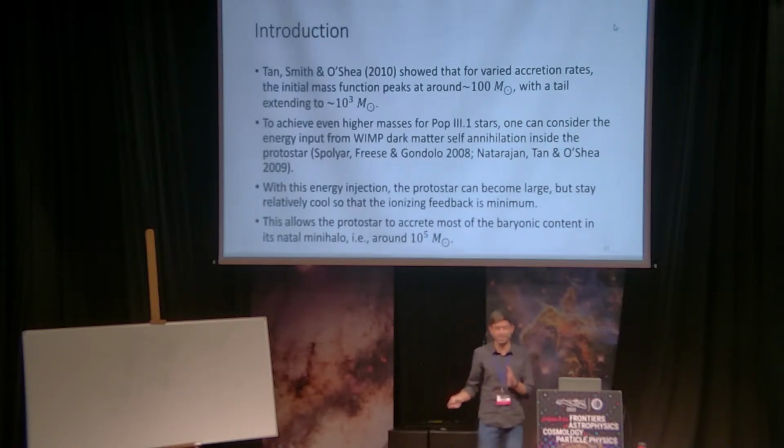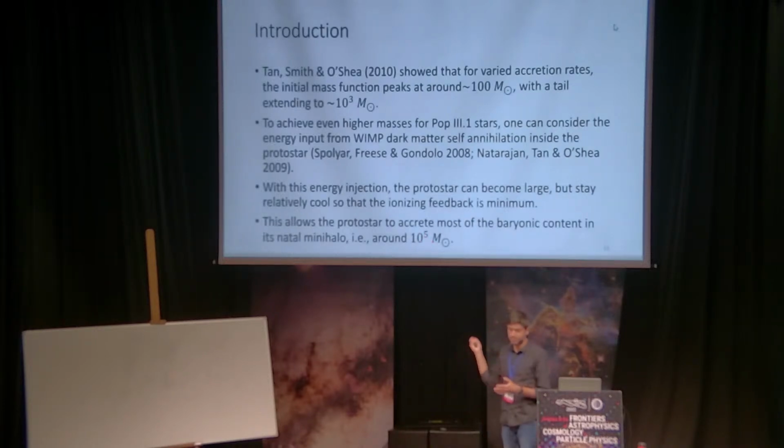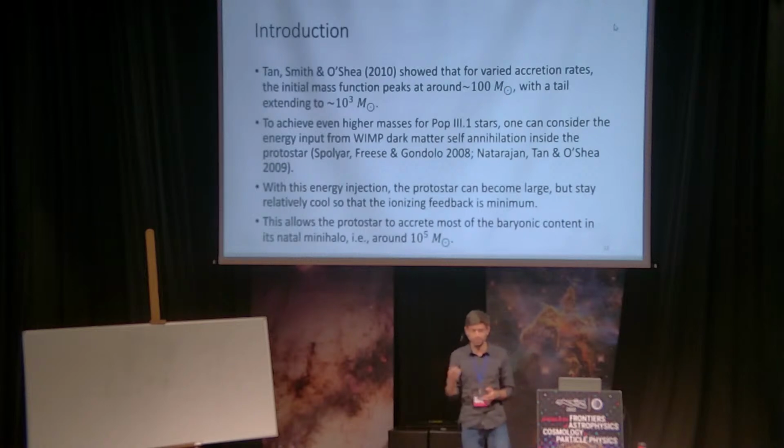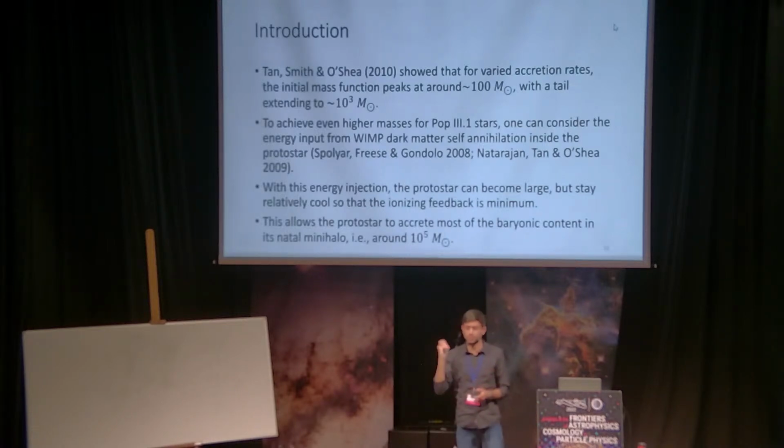In principle, it can accrete almost the entire content of its natal mini-halo, which could be around 10^5 solar masses. So these stars can grow up to this massive, and when these stars collapse, they would be in the regime of supermassive black holes. Since they're already this massive and these form at high redshift, there's plenty of time for them to grow to 10^9, 10^10.